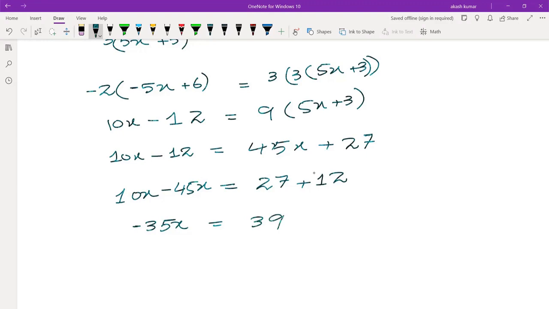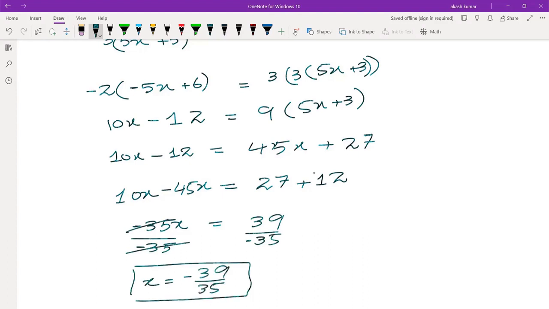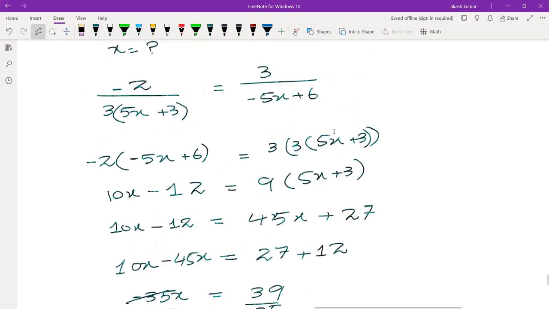So dividing both sides of the equation by negative 35, we will be getting x value as x equals negative 39 over 35. Is it clear? Yeah. Okay.